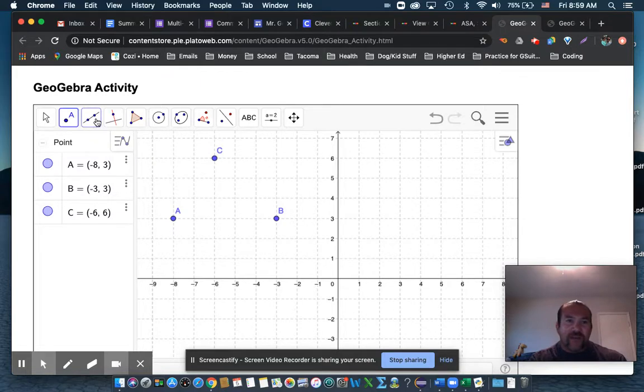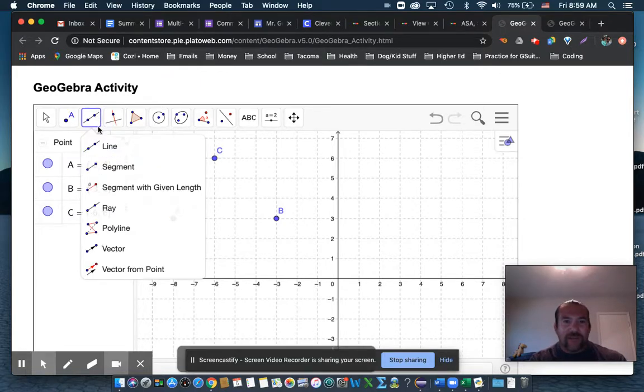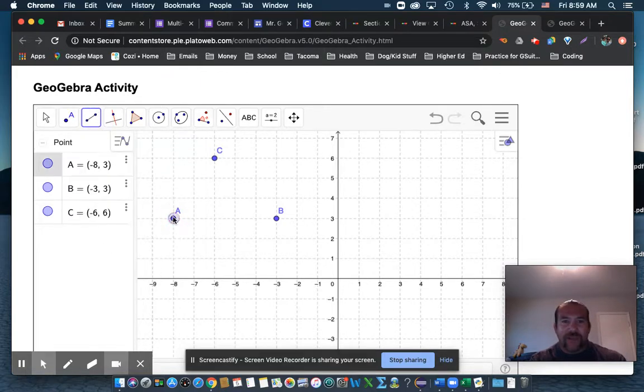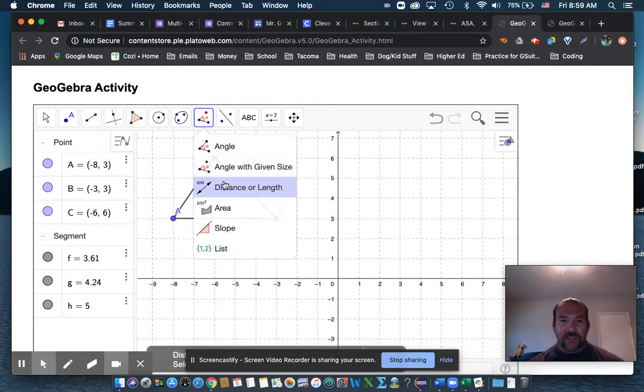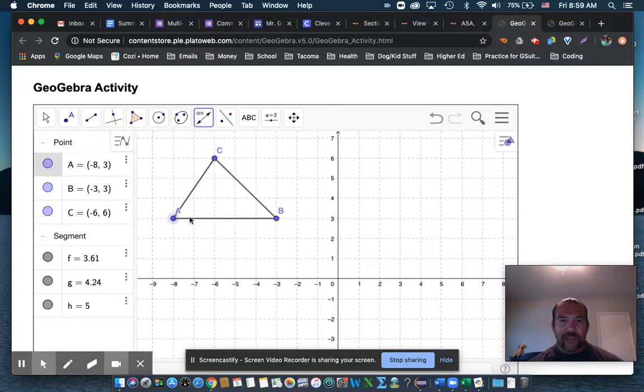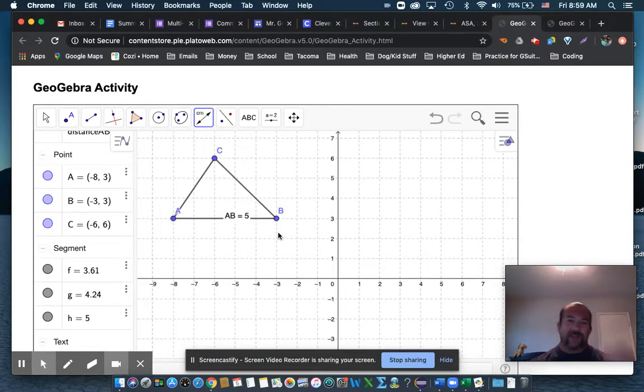Next thing I do is connect those with segments. So I'm going to click the line tool, go down to segment, and connect all these guys. So A to C, C to B, B to A. Next thing I'm going to do is find the length of side AB. Now I could count that by just doing 1, 2, 3, 4, 5, but you also have the tool right here where it says distance or length, and if I click from A to B, it tells me that AB is 5.